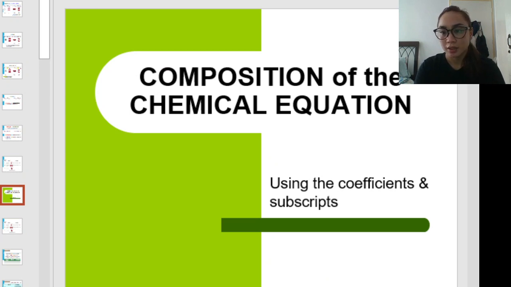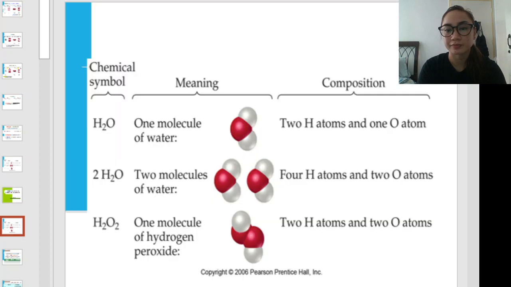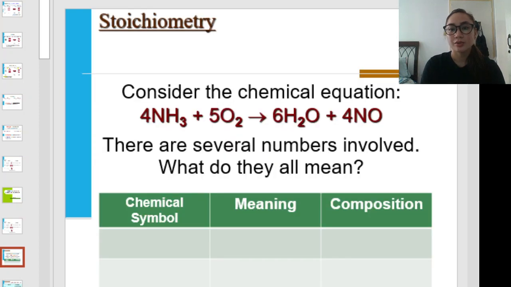So, ito then, we will be reviewing the composition of chemical equation using our coefficients and subscripts. Okay, so ito din yung kanina kong pinakita. We'll do a practice. So, this is an example problem. Consider the chemical equation of 4NH3 plus 5O2 or oxygen yield to make 6 water molecules and 4 nitroxide.